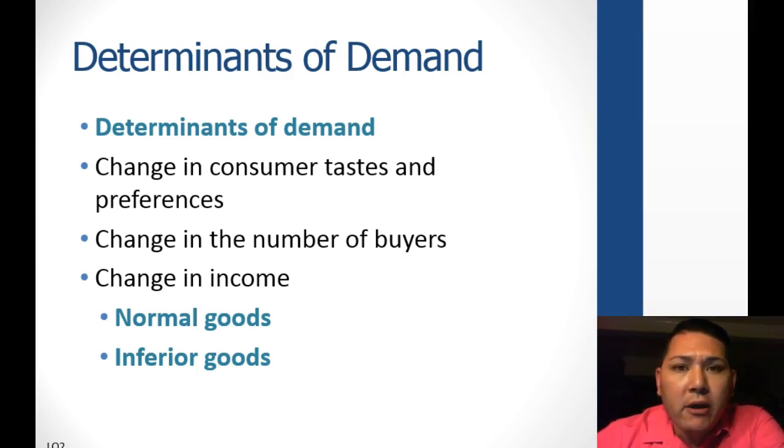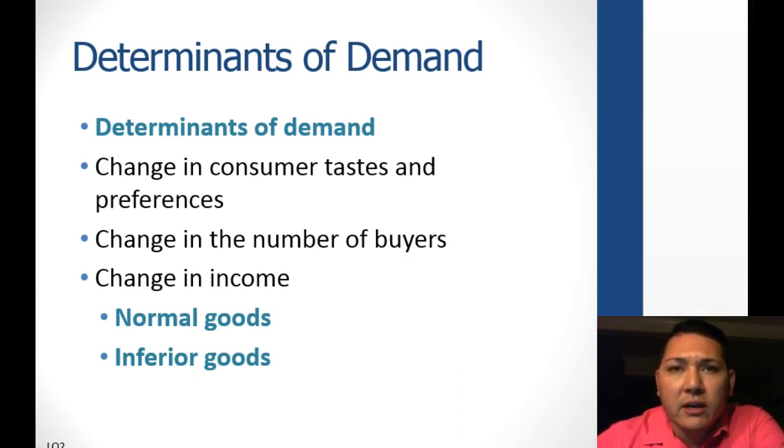But if there are more buyers in the market, demand will increase. Whereas if there are fewer buyers in the market, demand will decrease. There's also a change in income, but this affects goods in two different ways. A normal good, right, we buy fewer normal goods when our income decreases. Or we also buy more normal goods when our income increases.